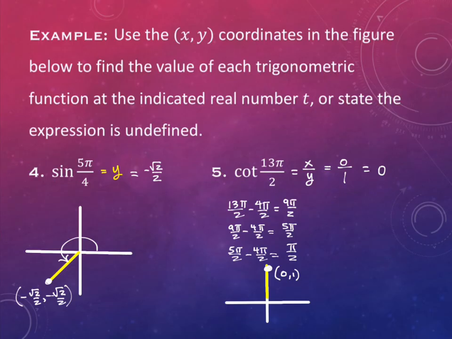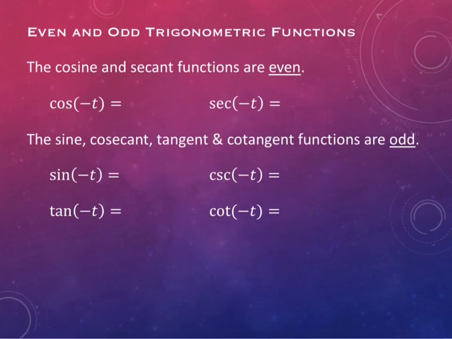All right, I want to show you a few different features that we will come back to over and over again throughout this semester, and this is sort of our first exposure to some of them. So the first one is even and odd trigonometric functions. So cosine and secant are even functions.